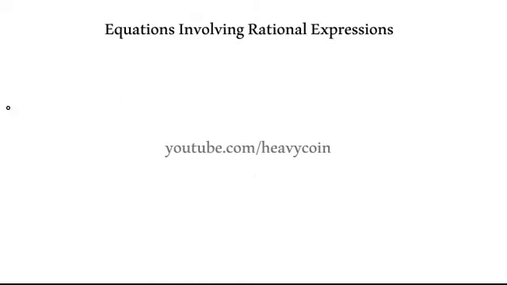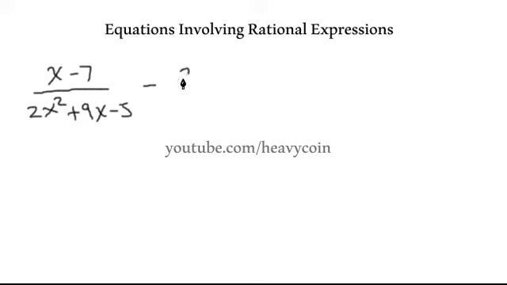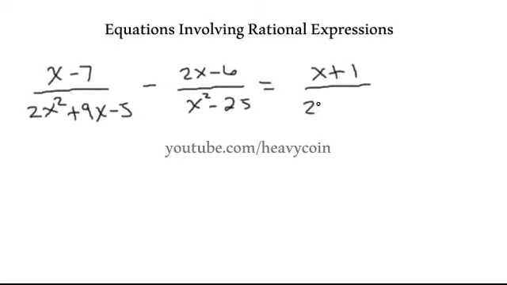This is going to be the last one. So let's make it a good one. x minus 7 over 2x squared plus 9x minus 5, minus 2x minus 6 over x squared minus 25, and that is going to be equal to x plus 1 over 2x squared minus 11x plus 5.